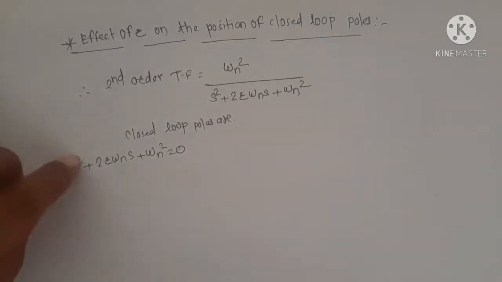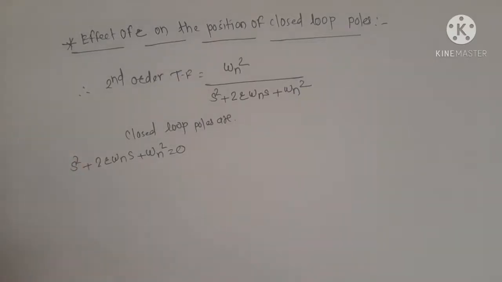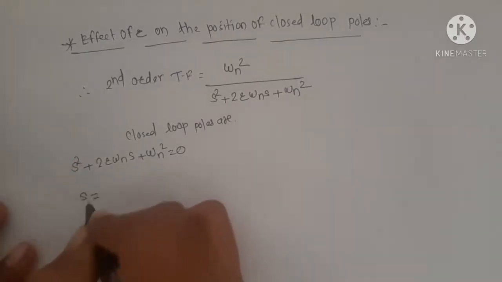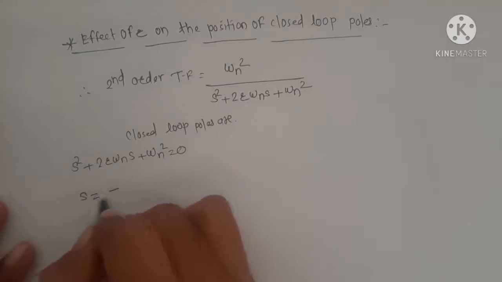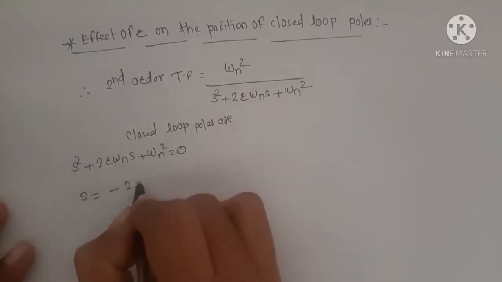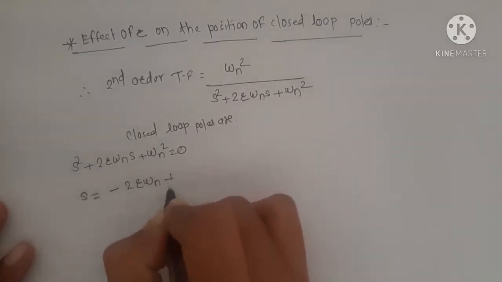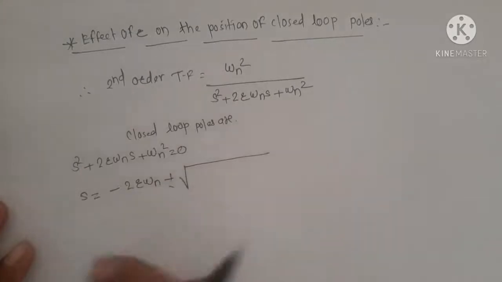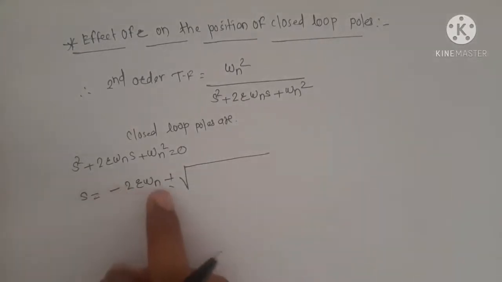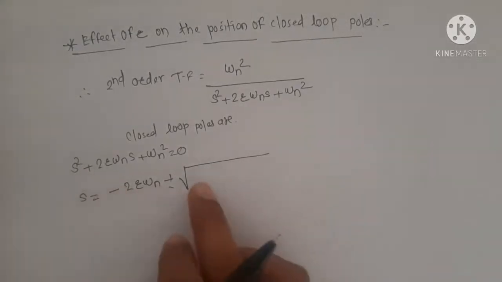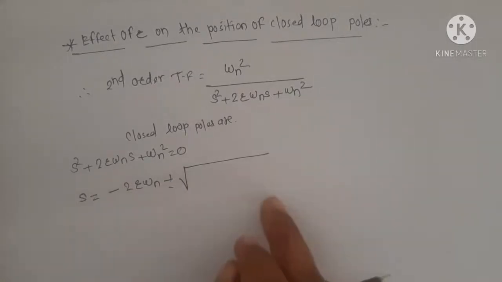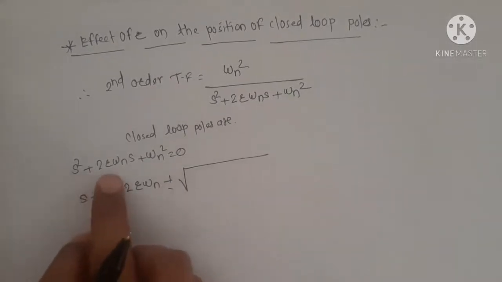As the order of this system is 2, there are 2 poles. So let's find the factor. By formula, S is equal to minus 2 eta omega n plus or minus under root. We have to use this formula, that is, minus b plus under root b square minus 4ac upon 2a. So here b is nothing but 2 eta omega n.